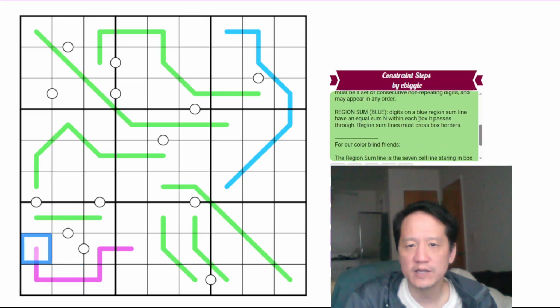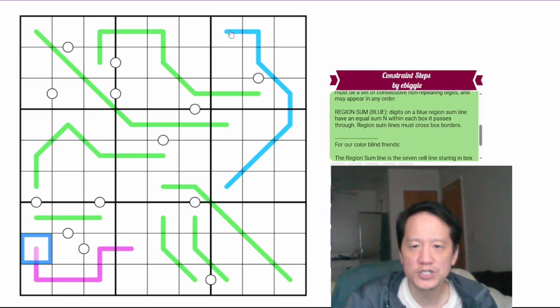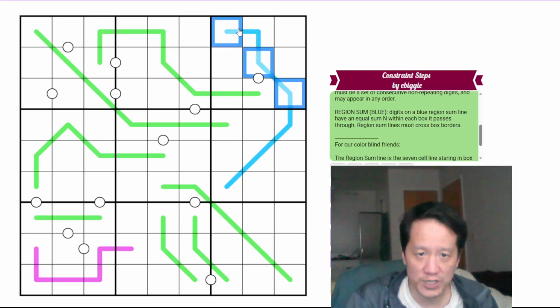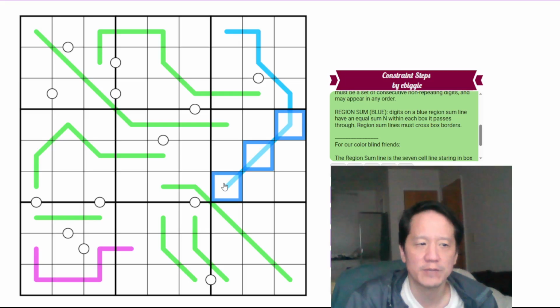And then finally, we have region sum lines, which are blue. Digits on a blue region sum line have an equal sum within each box it passes through. Region sum lines must cross box borders. So, for example, these 4 digits, well, this is the only example, these 4 digits must equal the same as what these 3 digits must equal.